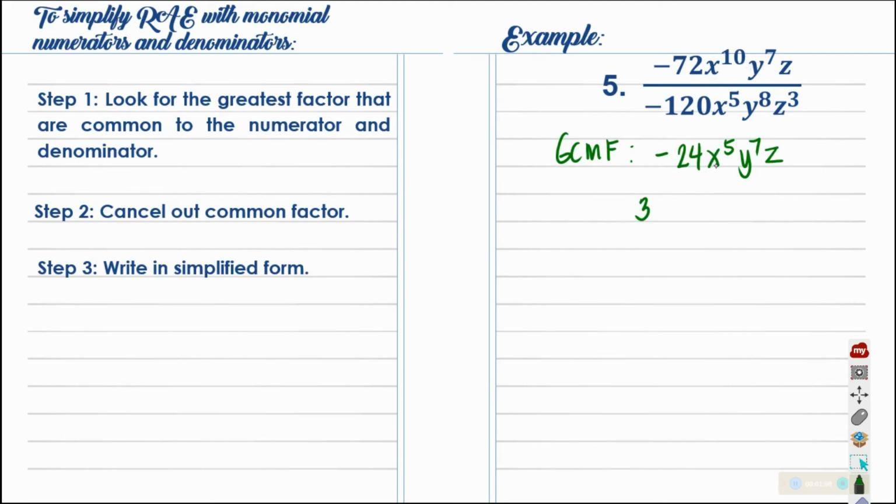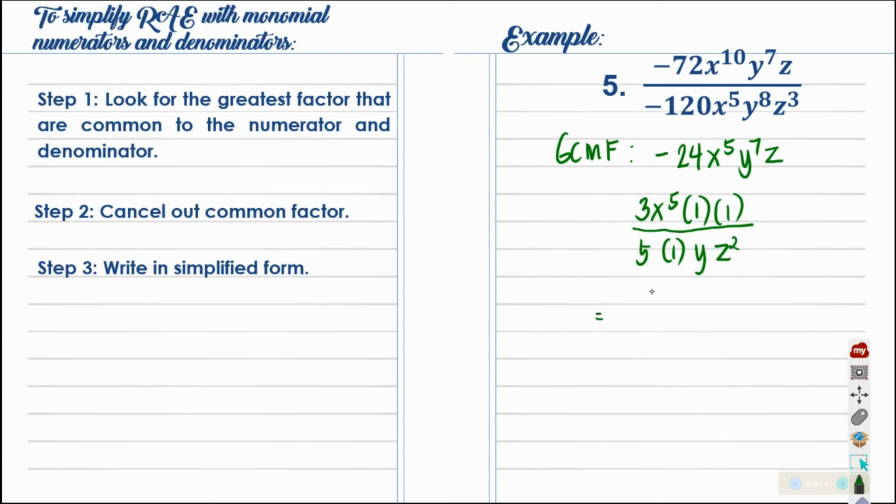X to the 10th power divided by x to the 5th power, we have x to the 5th power. Y to the 7th power divided by y to the 7th power, we have 1. And then z divided by z, the answer is 1. All over negative 120 divided by negative 24, the answer is 5. X to the 5th divided by x to the 5th, the answer is 1. Y to the 8th divided by y to the 7th power, we have y. And then z cubed divided by z, the answer is z squared.